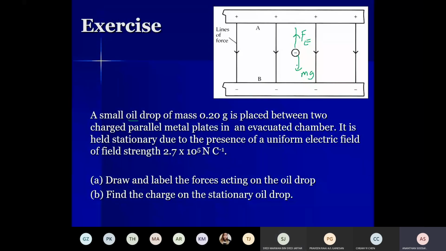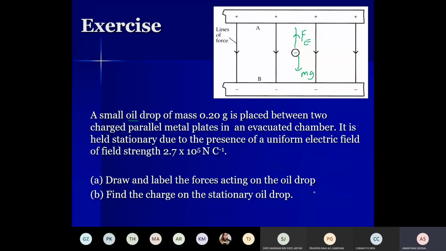Remember, there are two types of electric field questions. The one moving in projectile movement, weight is not considered. The one stationary, weight is considered. The field is very low, so the electric force is comparable with the weight. So a small oil droplet of 0.2 grams is placed between the charged plates. First question, draw the forces acting on it. We already did that.